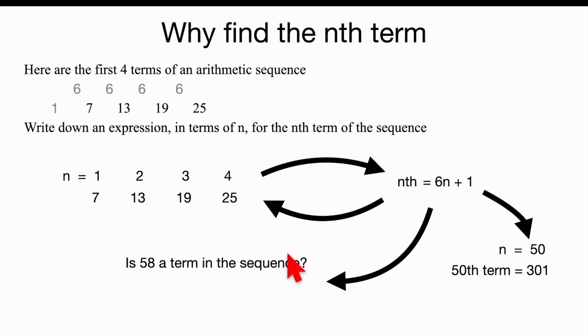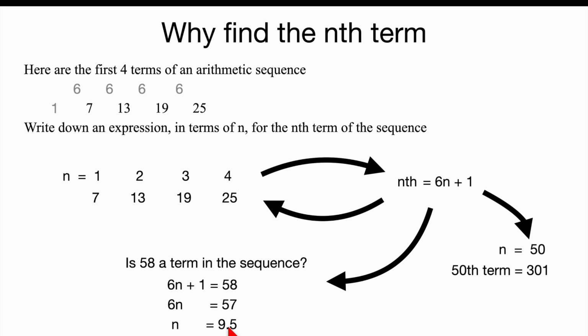I can also answer the question, is 58 a term in the sequence? Well, again, use this formula. If 58 is in the sequence, then 58 is going to equal 6n plus 1 for some n. And that n will have to be an integer. Don't know what it is, so let's see what it might be. We take away 1 from both sides, divide by 6. n is 9.5.